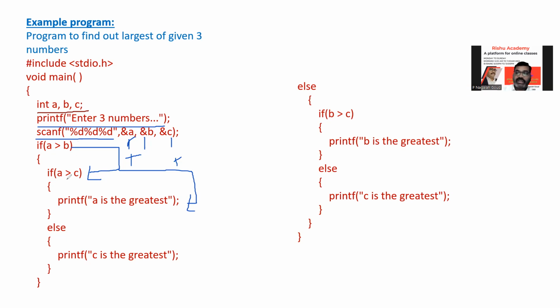Second case, A is also greater than C. Assume that condition 1 and condition 2 are both true. Then you need to print A is the greatest number. Right? So condition 1 is true, condition 2 is also true.